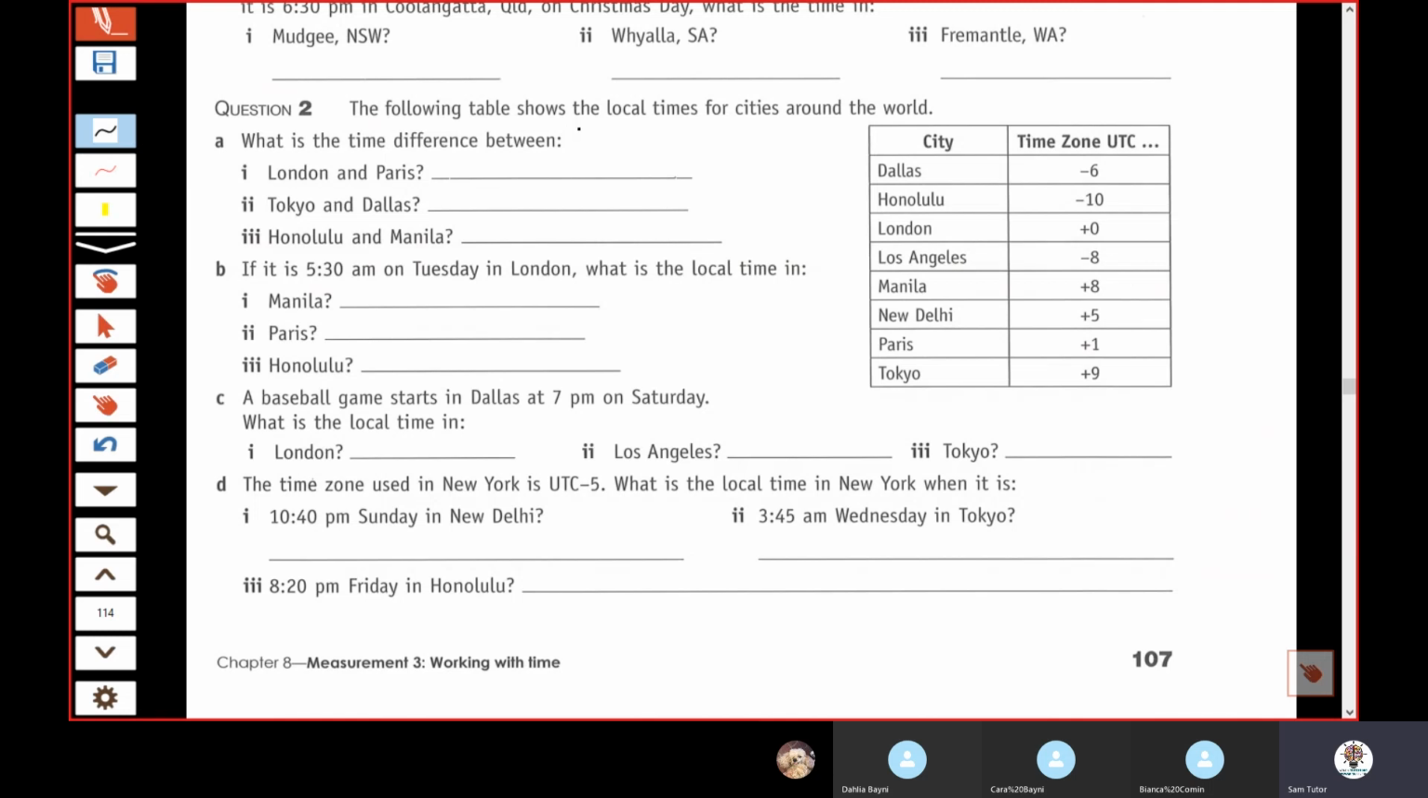All right. The following table shows the local times for cities around the world. Have a quick read of this. Make sure you understand it all. And then once you do, let me know which city lies right in the middle, on the UTC.